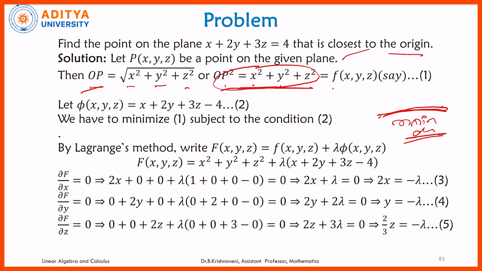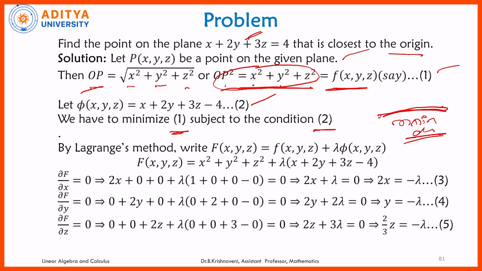Let us represent this with f of x, y, z. And that point must be on this plane, that is the condition. So we represent the plane with the condition phi of x, y, z is equal to x plus 2y plus 3z minus 4. Equation number 1, equation number 2. Now the point should be closest to the origin, meaning it should be minimum. That is, we have to minimize 1 subject to the condition 2.